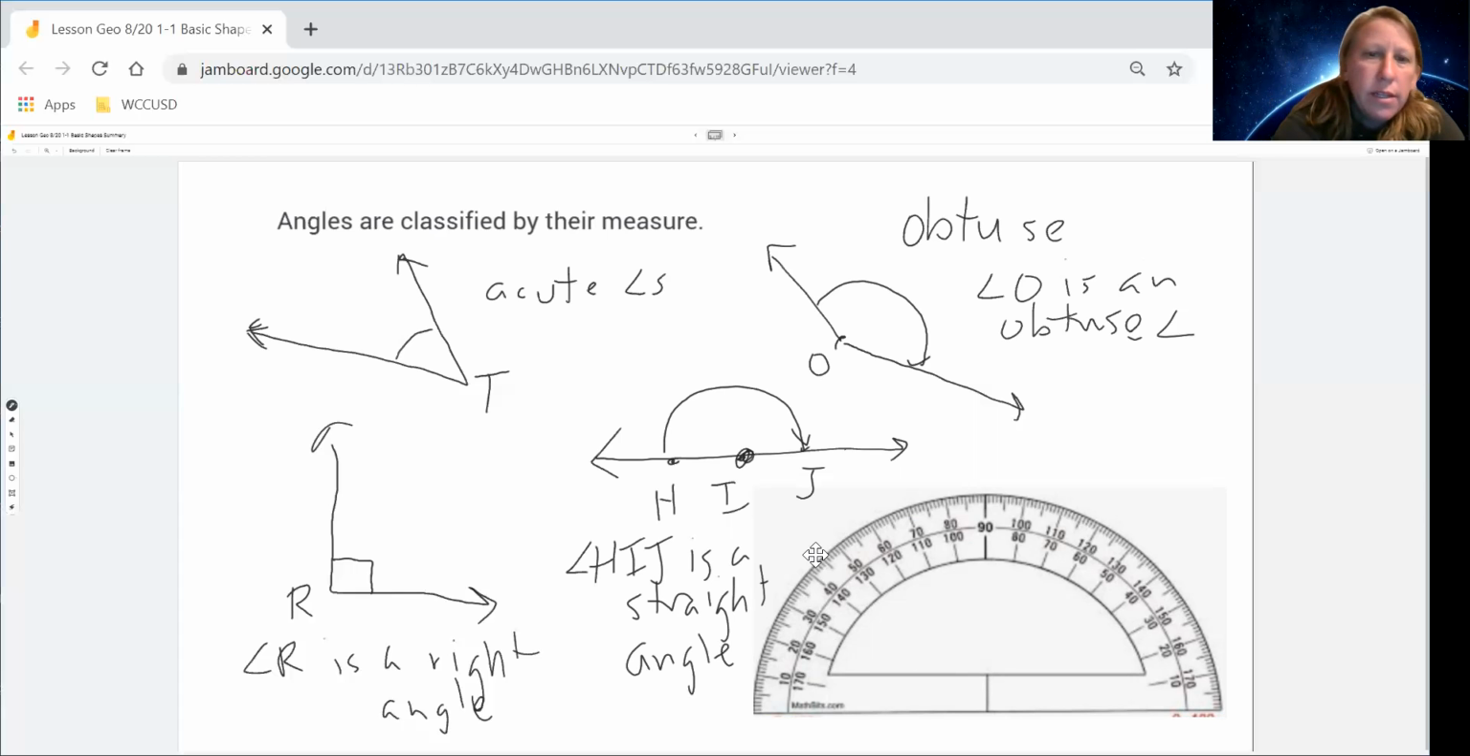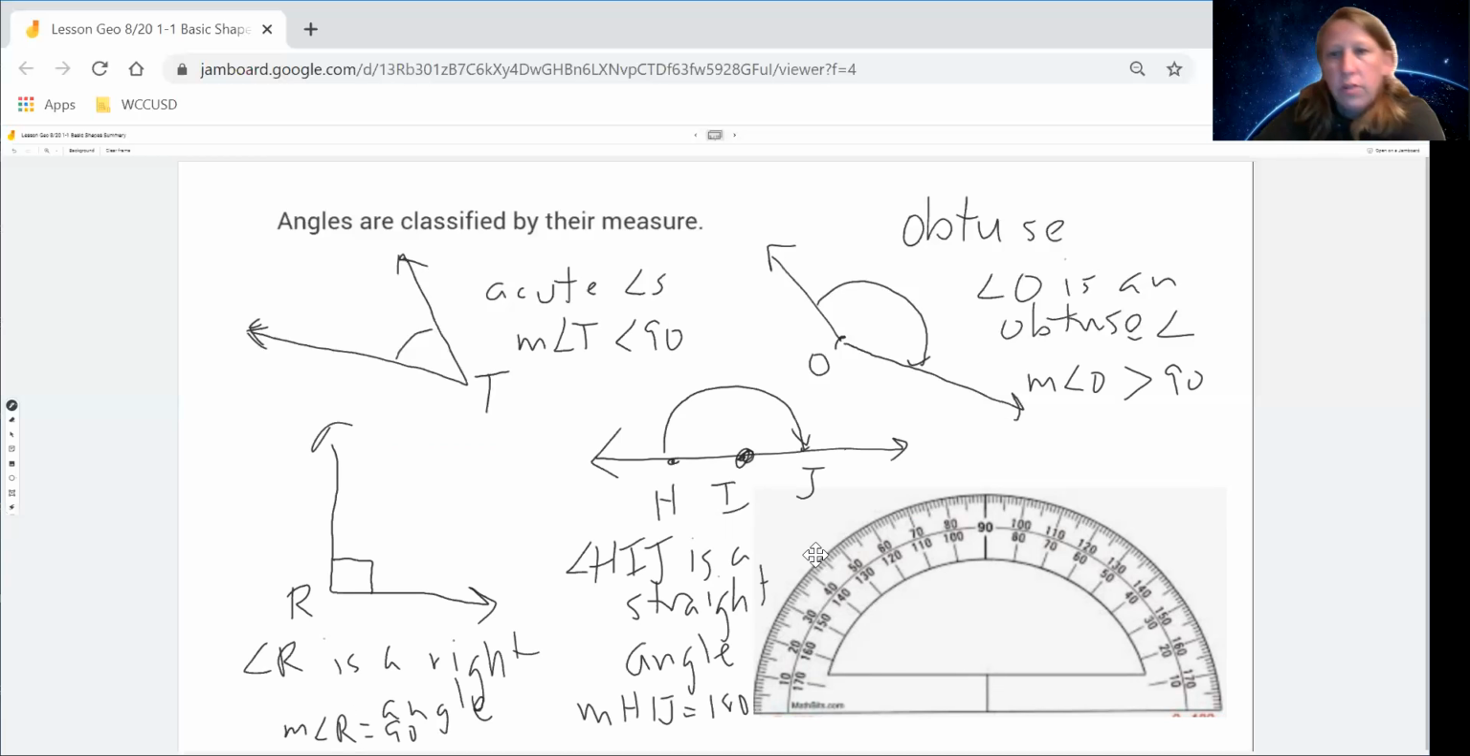Okay, so we say that the measure of angle T, or acute angles, is less than 90. The measure of a right angle is exactly 90. The measure of an obtuse angle is greater than 90, but less than 180. And the measure of a straight angle, HIJ, is exactly 180. There's also angles that are more than 180. They're called reflex angles, but we don't use them in this class.